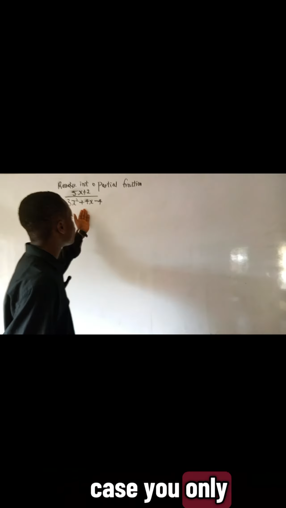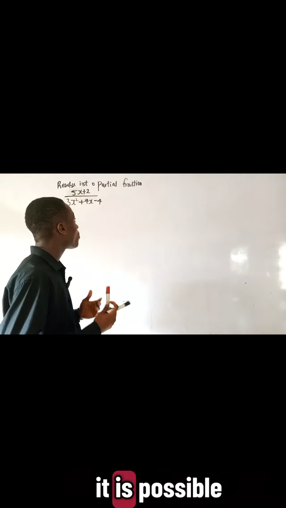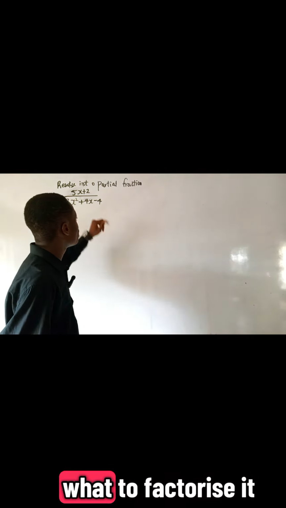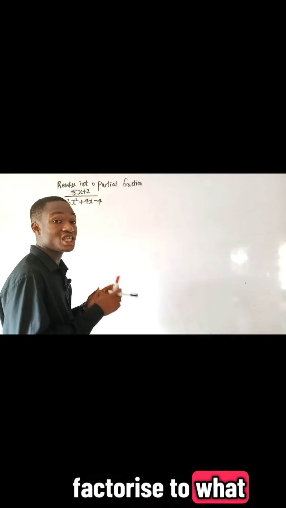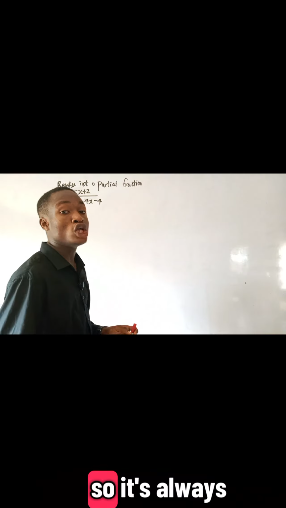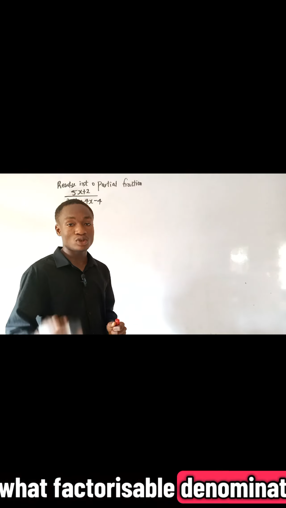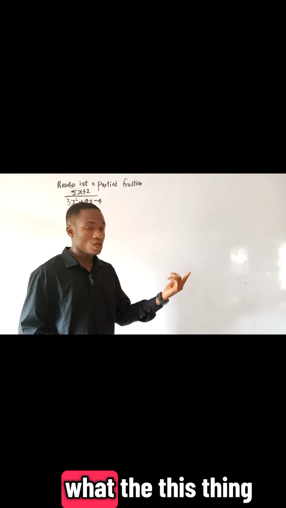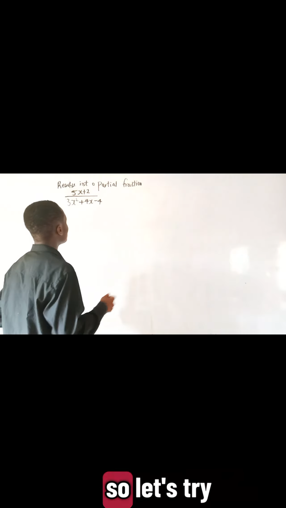But in this case, we only have one denominator. But note one thing, don't forget this. It is possible for us to factorize it. If you look at it, we can factorize it to give us two denominators. So it's always the number of factorizable denominators that tells you the number of partial fractions you're going to have. So let's try to see it.